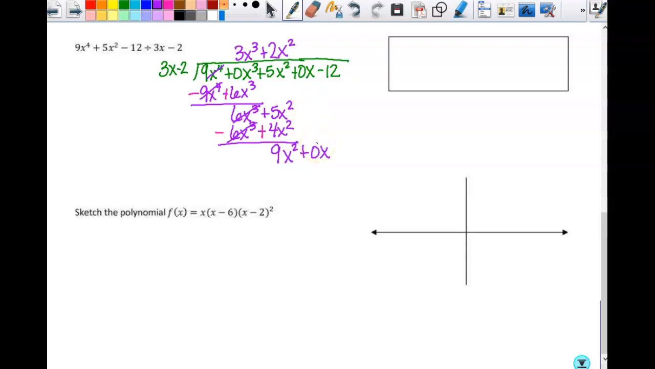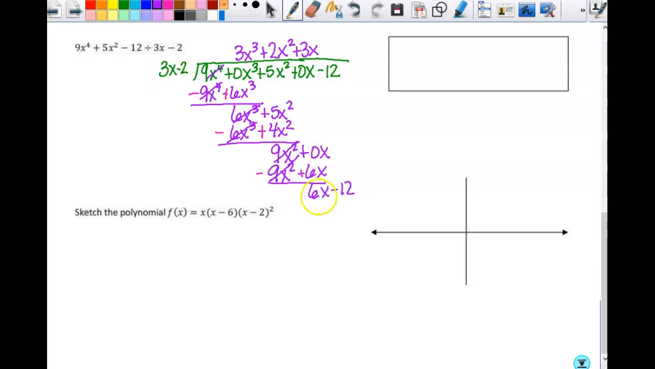3x goes into 9x squared, a positive 3x times. So this gives me 3x. Oh, sorry, no, it does not. When I multiply 3x times 3x, I get 9x squared minus 6x. I change the signs, be very diligent in that. These zero out. This gives me 6x minus 12.